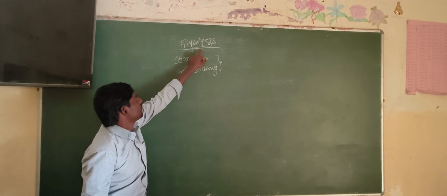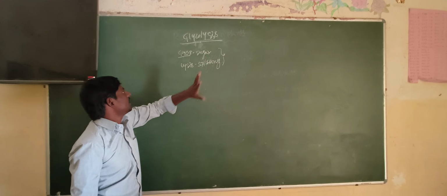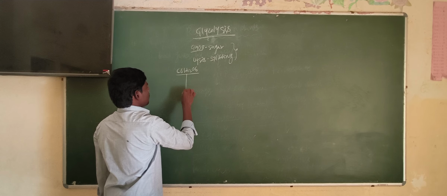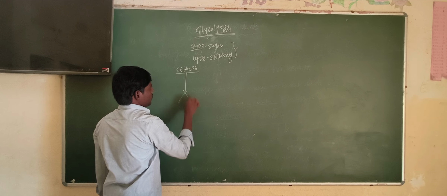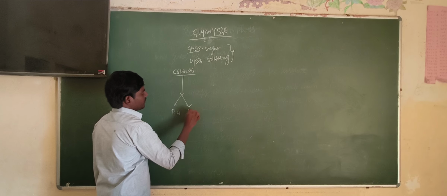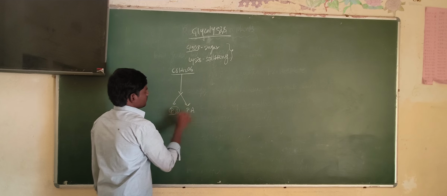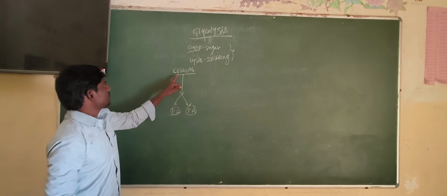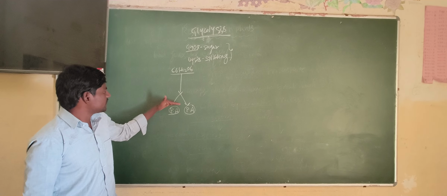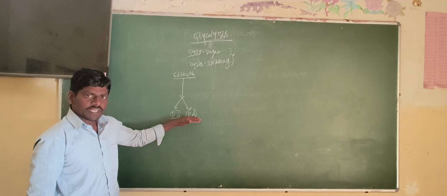This glycolysis involves 10 steps. For example, this is one glucose molecule, or sugar molecule. C6H12O6 is the chemical formula of glucose. This glucose is partially oxidized to form two molecules of pyruvic acid. This glucose, after 10-step reactions, finally gives two molecules of pyruvic acid.